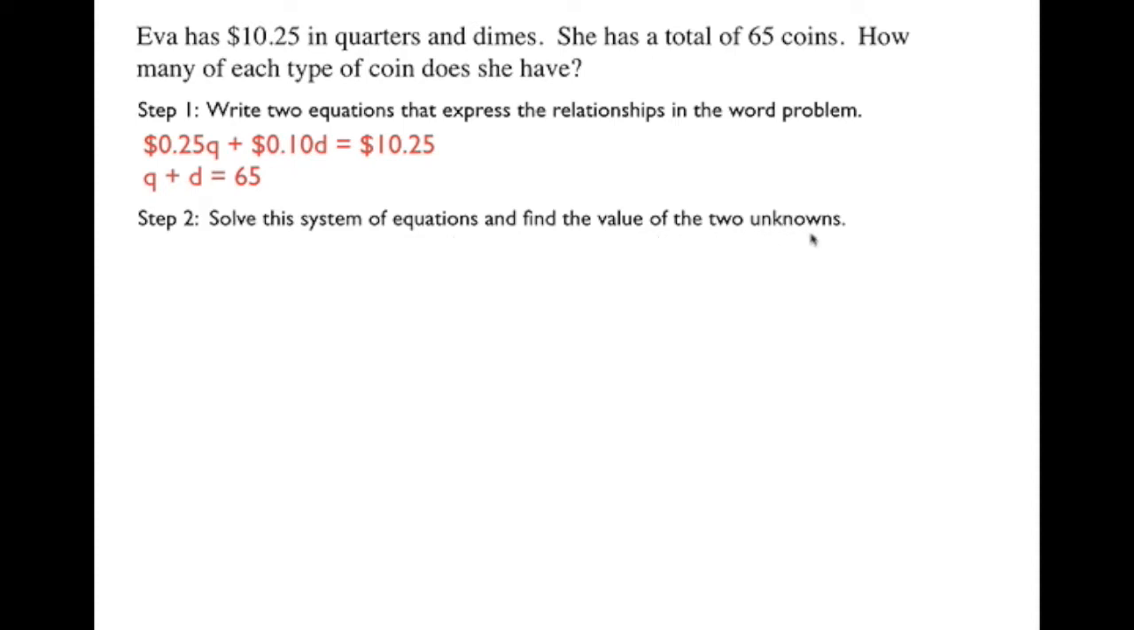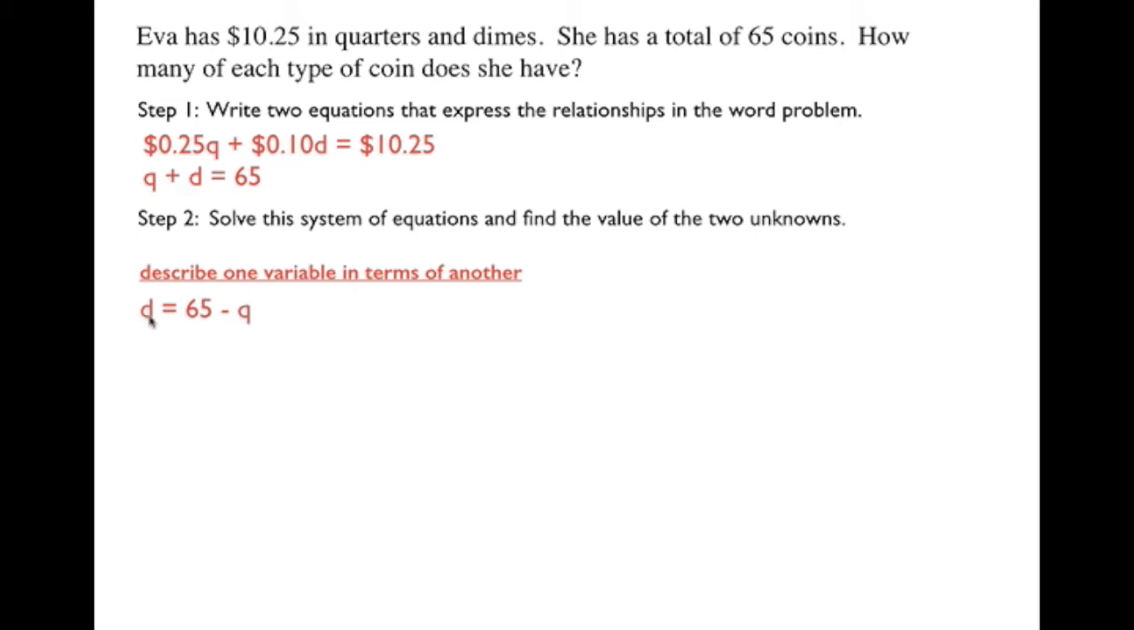I have two methods available to me, substitution and elimination. The first method I'm going to use is substitution. So I'm going to take this first equation and solve it for d. This way I'm going to describe one variable in terms of another. I've solved that first equation for d, so d equals 65 minus q. I should mention that I could have solved this equation for q, but I decided to solve it for d. It'll work both ways though.